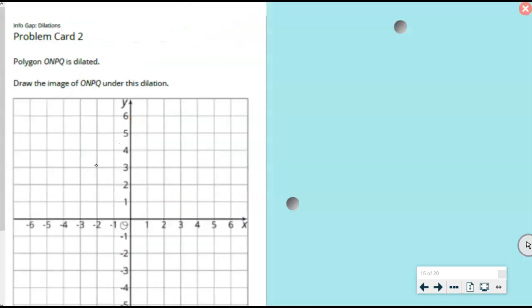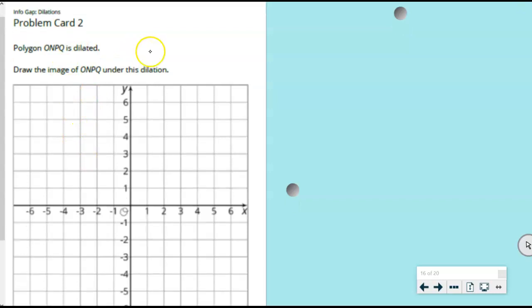Do you have some questions to ask me? Problem card 2. Polygon ONPQ is dilated. Draw the image of ONPQ under this dilation. Please start us off, Brig. The coordinates of O are 0, 0. That one's an easy one, right? Coordinates of O are 0, 0. Cheyenne, you have a question? N has coordinates of 2, 2.